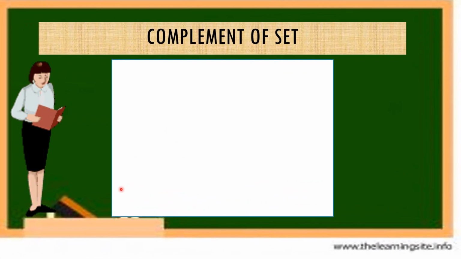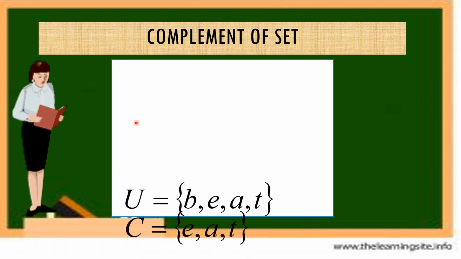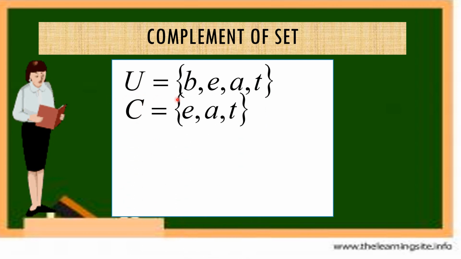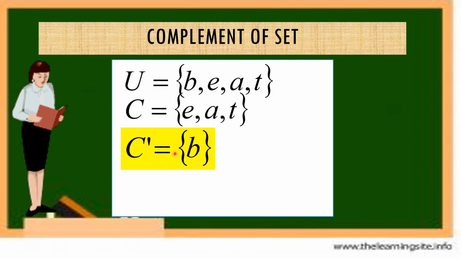We have another example in finding the complement of a set. Set U is a set whose elements are B, E, A, and T. Set C is a set whose elements are E, A, and T. What is in U that is not in C? That is the complement of C, and that is the letter B.